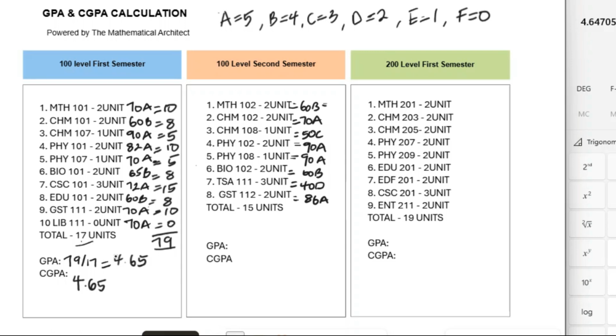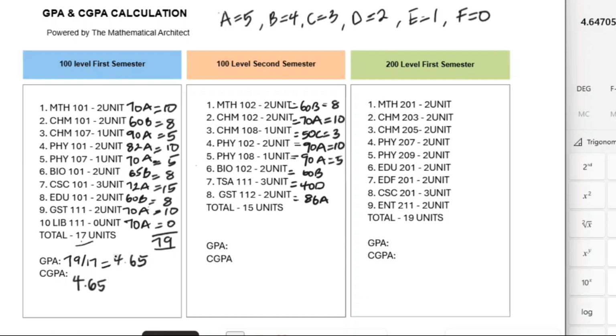So don't forget your B represents 4 points. 4 times 2, this will give us a total of 8 points. This 5 times 2, that will give us 10 points. This 3 times 1, that will give us 3 points. This 5 times 2, that will give us 10 points. This another 5 times 1 will give us 5 points.